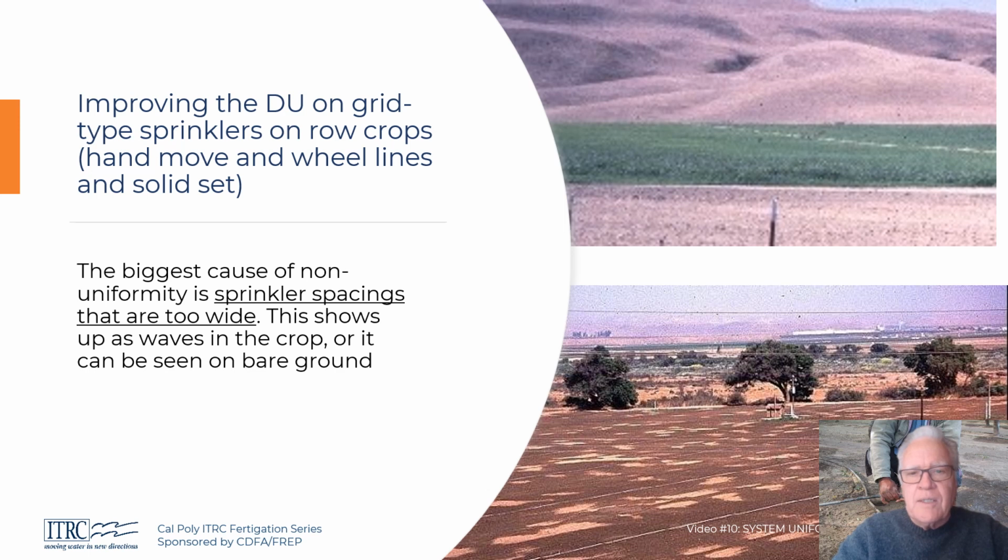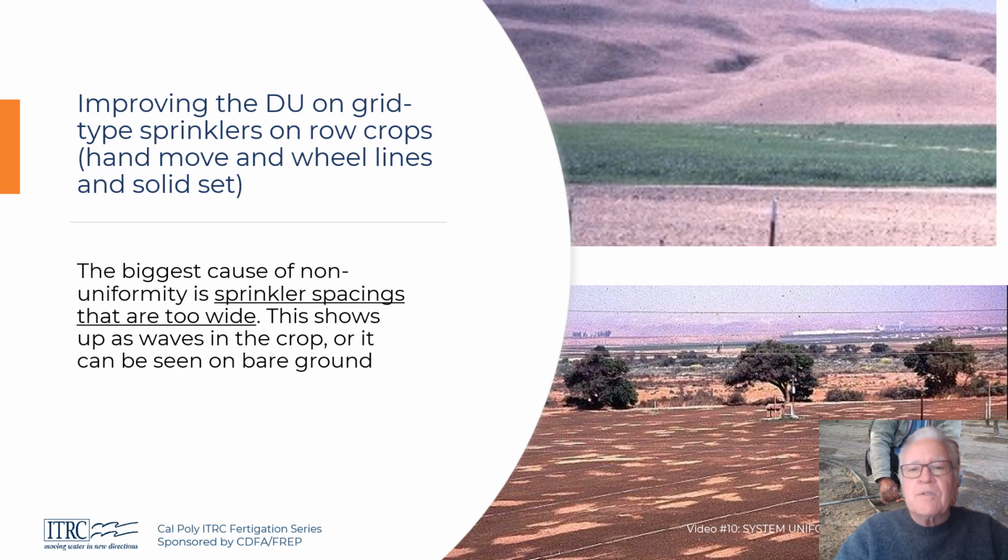When it's all said and done, a sprinkler has been on, let's say, a 30 by 50 foot grid. So they don't move while they irrigate. They rotate while you irrigate, but they are not moving. What's the biggest cause of non-uniformity? Usually the spacings are a little too wide. People move these things too far. Or with solid set, they're just too far apart.